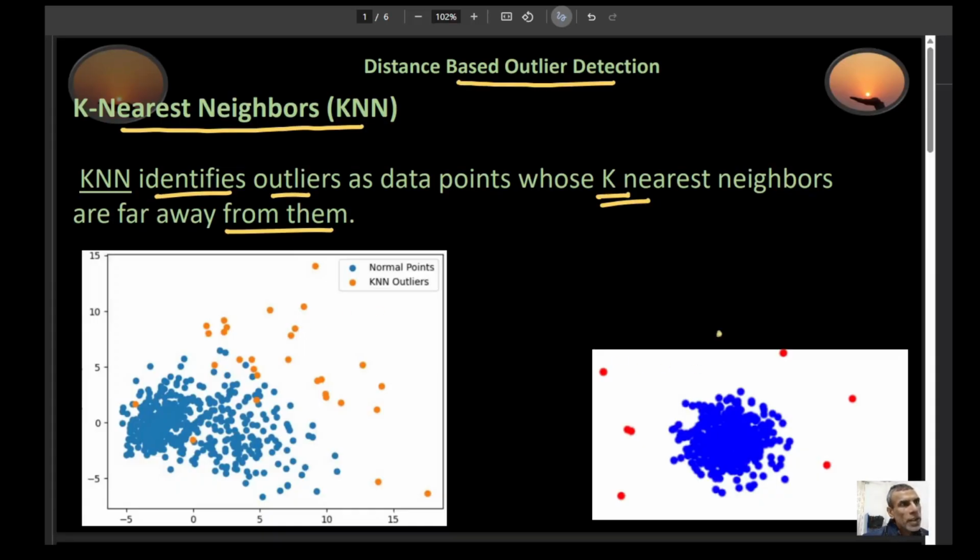Same thing over here. You can identify these red points right here. These are my outliers. These are basically all by themselves. On the other hand, these points right here, they all have neighbors. These points over here, they don't have many neighbors. So you are basically trying to find the points that do not have many neighbors. This is the idea of your KNN.